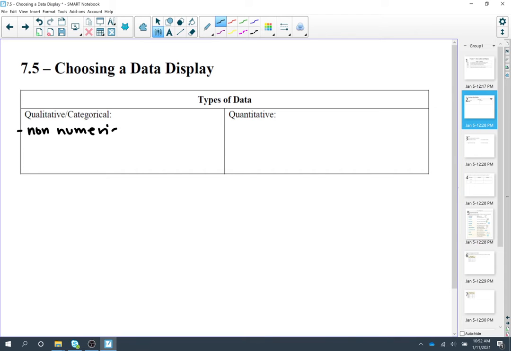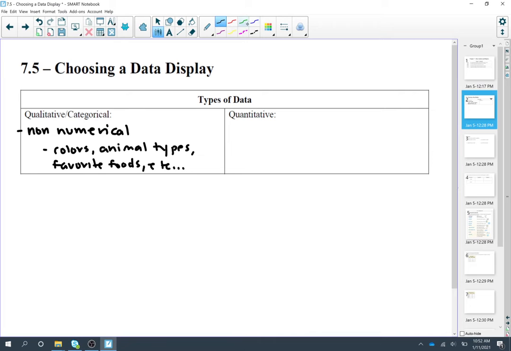non-numerical, which means we're not really dealing with numbers. So here we could be dealing with colors, animal types, favorite foods, etc. Okay, so we're not really dealing with numbers. If you're dealing with numbers, you can find mean, median, range, mode, all those things. Versus if you're dealing with like colors, animals, stuff like that, that's more of like a category.